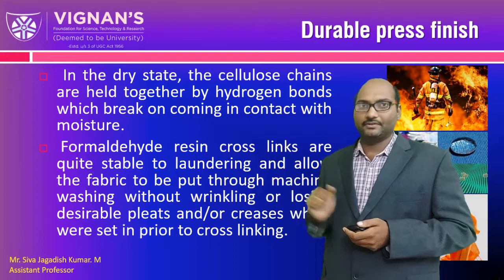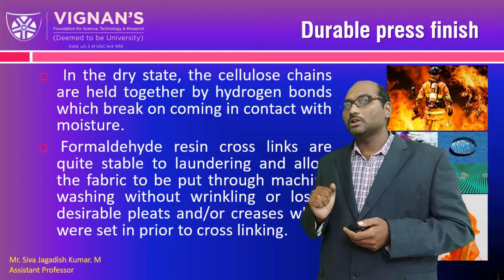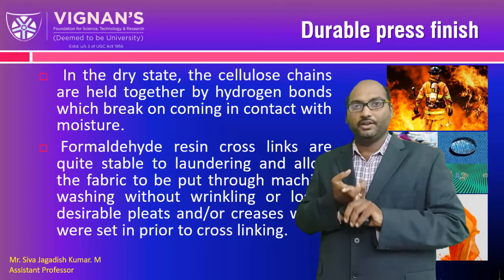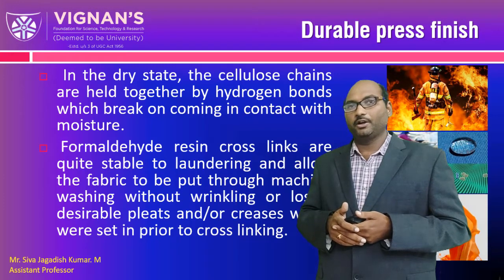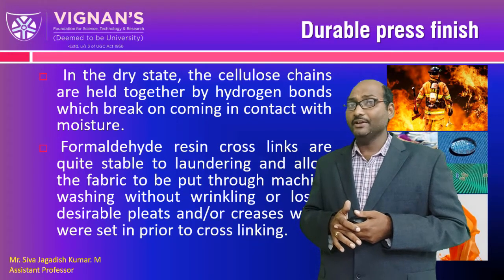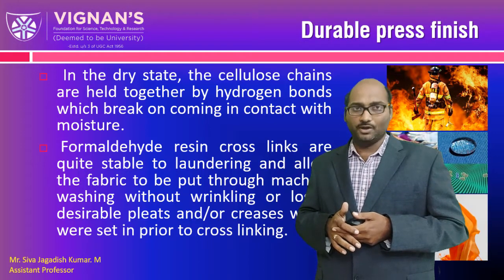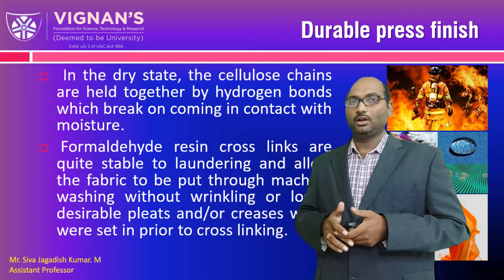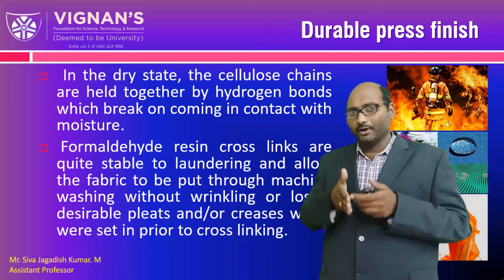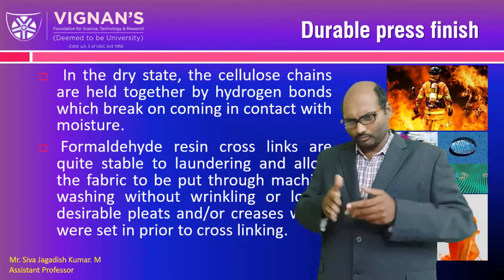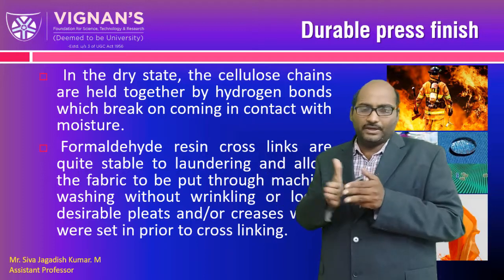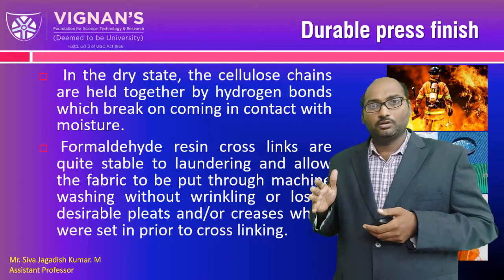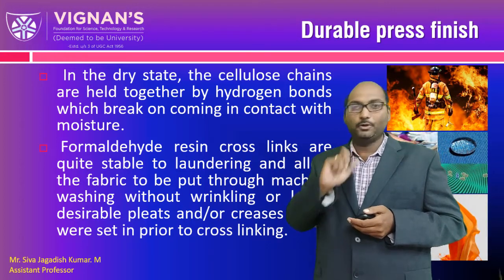The formaldehyde resins. These cross links are quite stable to laundering since a covalent bond is being formed. So it will withstand laundering and allow the fabric to be put through machine washing without wrinkling or losing the desirable pleats or creases. So while cross-linking, if we keep the garment in the pressed condition and cure it, that crease will remain. Okay, understood? That is nothing but the DP, durable press finish.